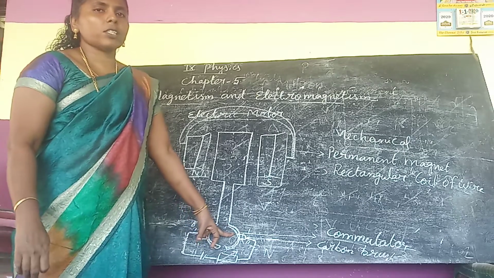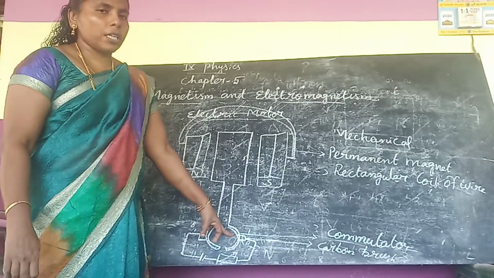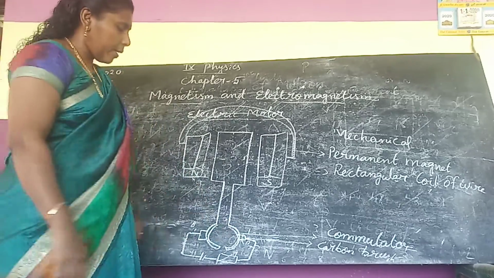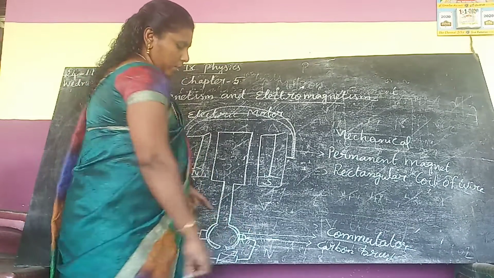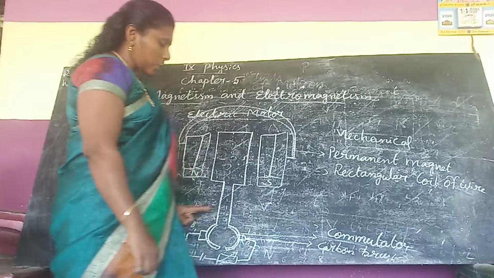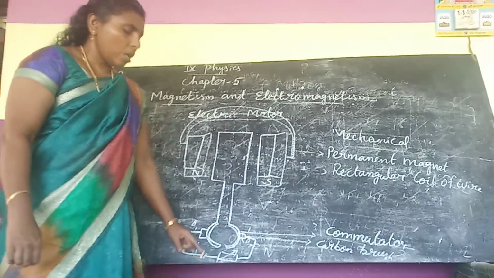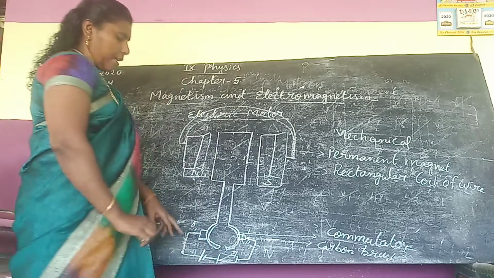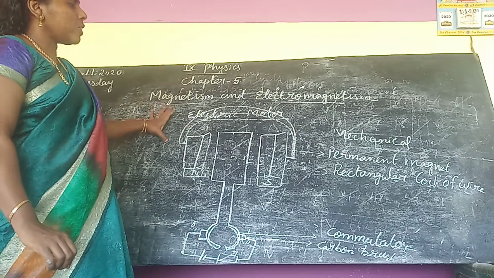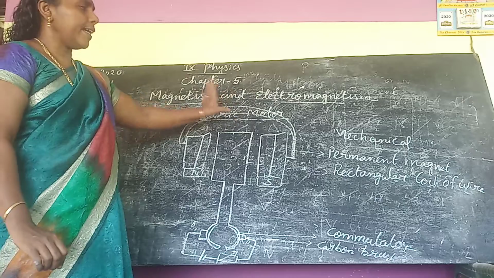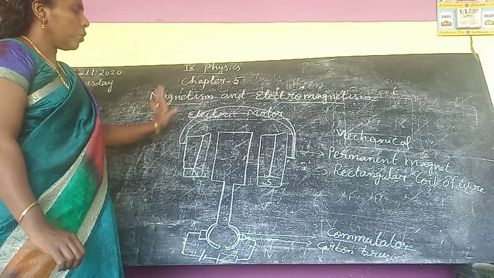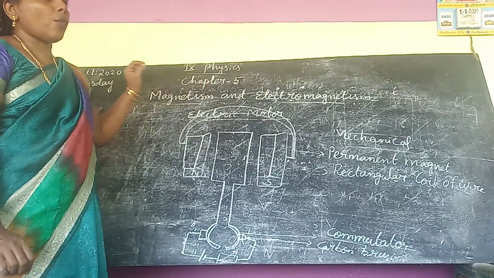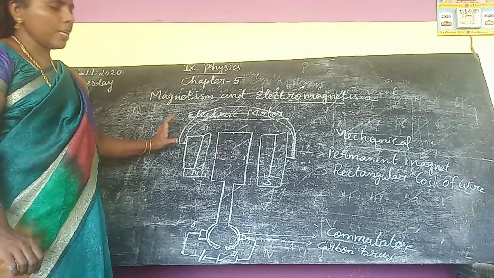At the end of the rectangular coil of wire, a commutator is attached. What is the use of this commutator? To change the direction of current. Now carbon brushes B1 and B2 are attached, and through these brushes external circuits are attached: in the external circuit, a battery and variable resistor. These are the construction of the electric motor. So now you know how to draw the diagram and what the construction of the electric motor is.